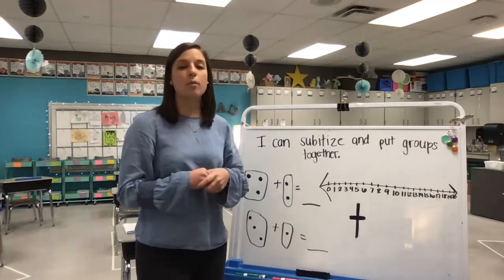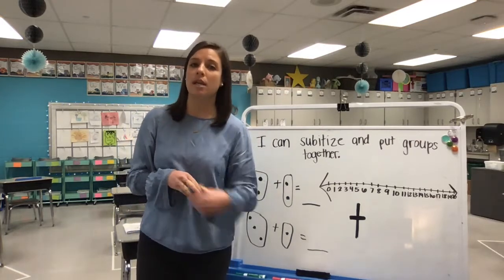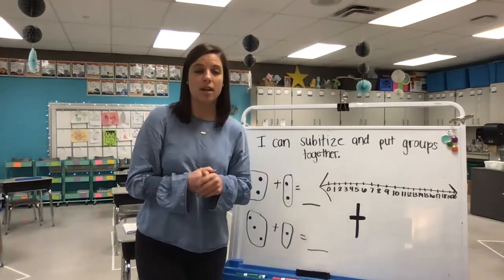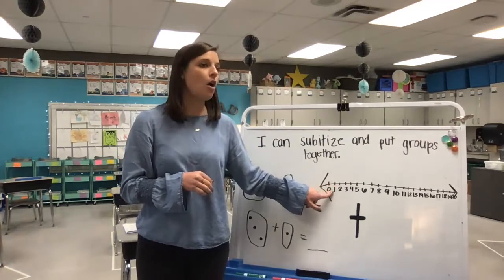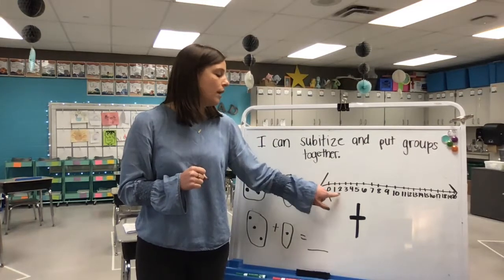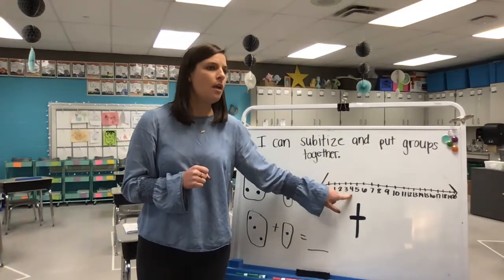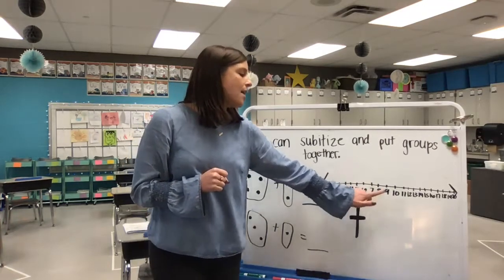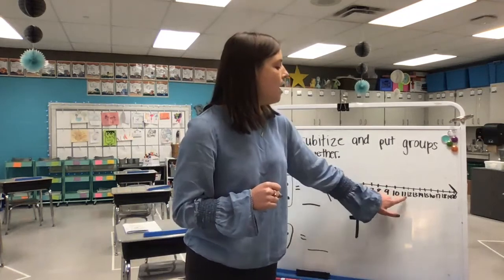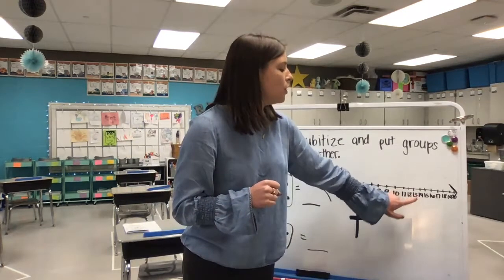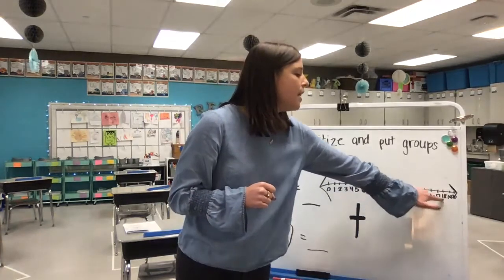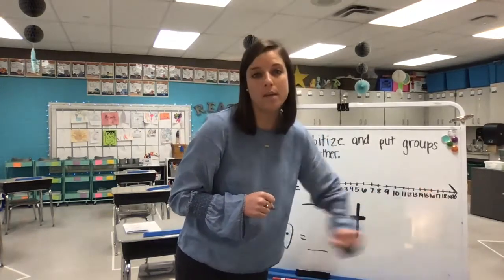Let's do a little skill practice first. Let's practice counting using our number line. Today, let's practice counting starting at number 1. Ready? All the way to 20. 1, 2, 3, 4, 5, 6, 7, 8, 9, 10, 11, 12, 13, 14, 15, 16, 17, 18, 19, 20.